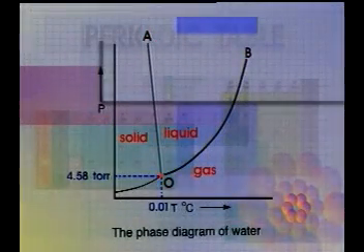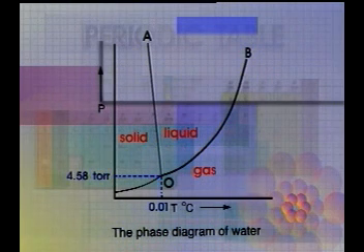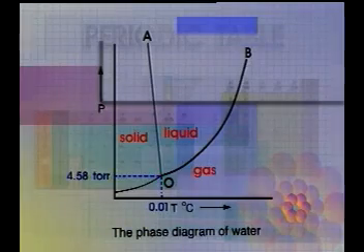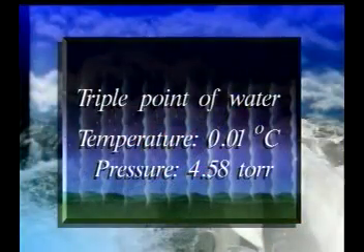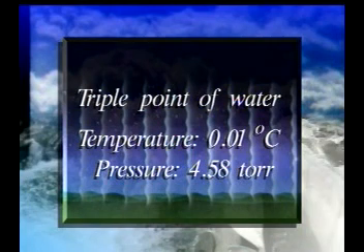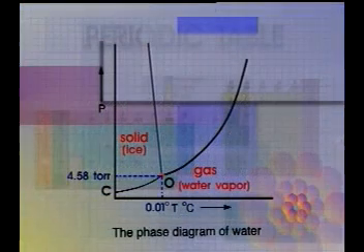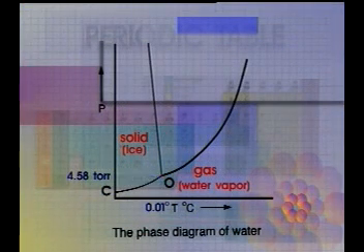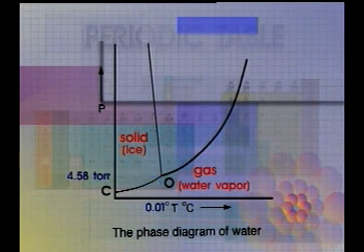At point O, the temperature of water is 0.01 degrees Celsius and its pressure 4.58 torr. This is also called the triple point of water. Under these conditions, water can be found in the solid, liquid, and gaseous states all at the same time. Changing either pressure or temperature will make one or two phases of water disappear.